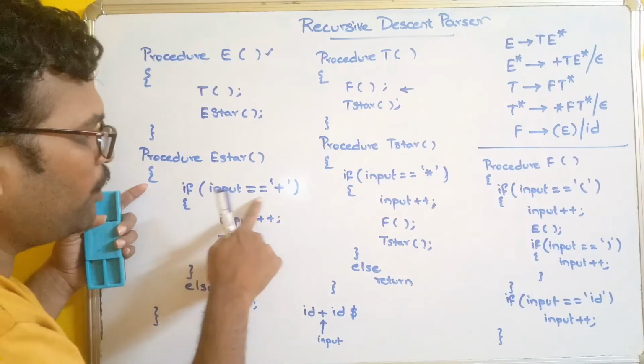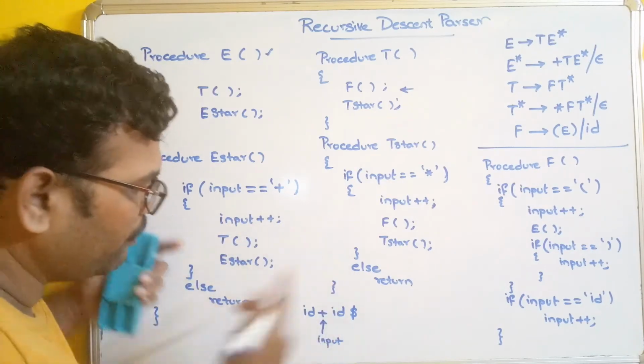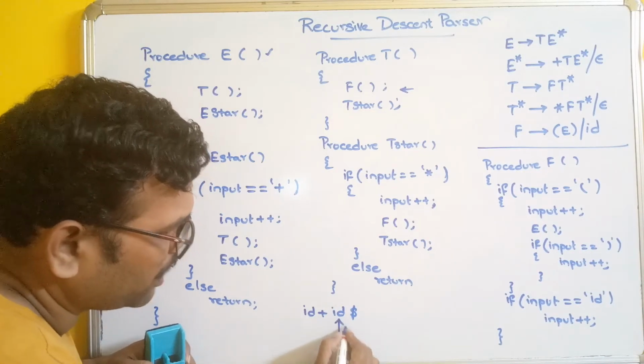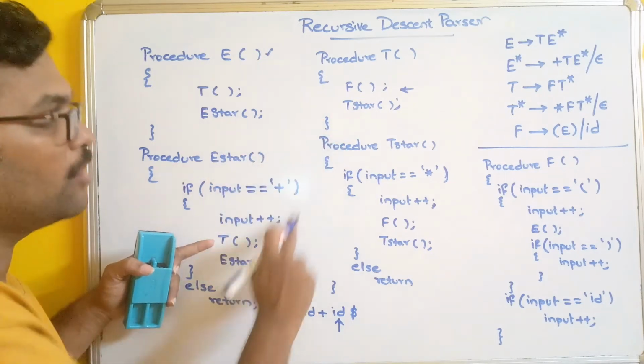Now input is equal to plus. Yes, the input is equal to plus. What happens? Now it will be incremented. So the input will be incremented to this one. And T, it will be calling as T. Then control moves to here.